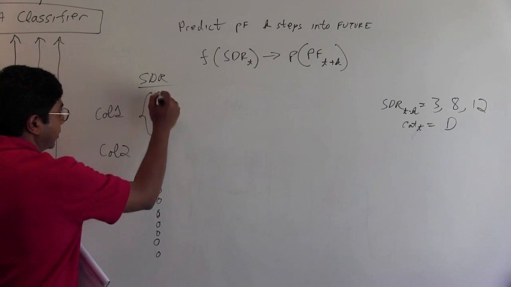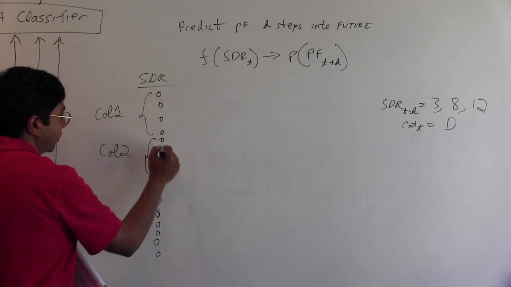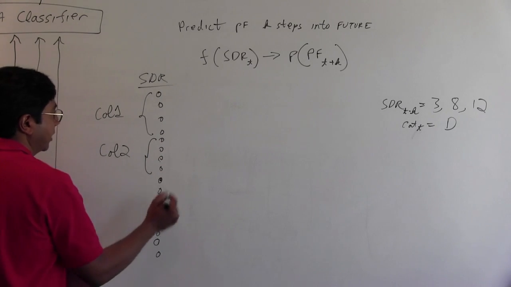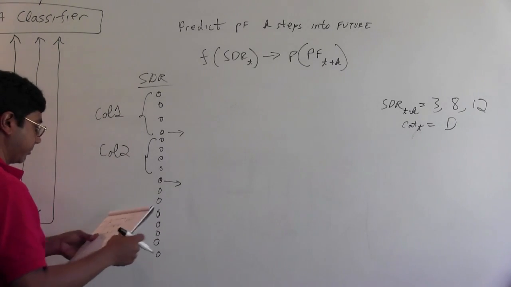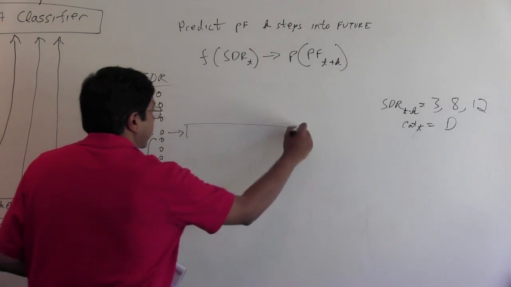So let's say 0, 1, 2, 3, so this bit is on, 4, 5, 6, 7, 8, and this bit is on. Okay? At every bit, it maintains a table where you have an entry for each category.